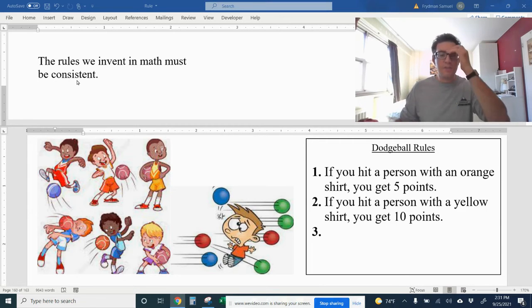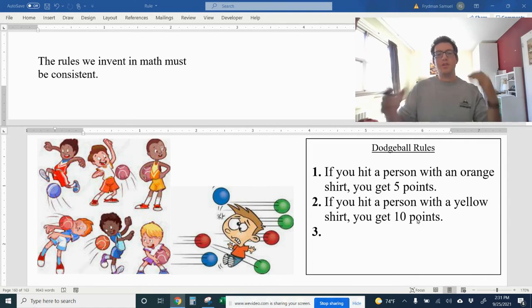So here I have an example. Maybe you've played dodgeball before. We're going to invent our own rules for, let's say, a different version of dodgeball. And here are the rules that I've come up with so far. Rule number 1, if you hit a person with an orange shirt, you get 5 points. Rule number 2, if you hit a person with a yellow shirt, you get 10 points. Okay, so far so good.